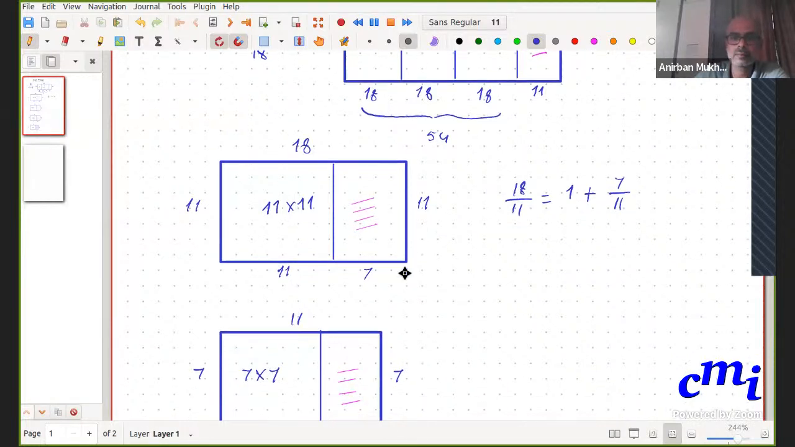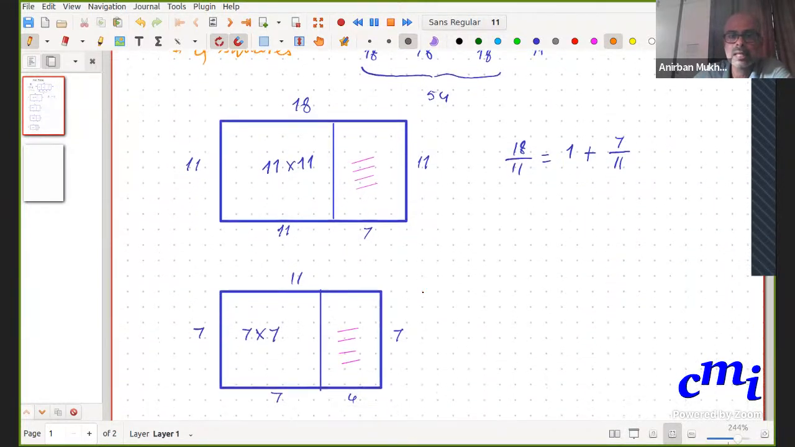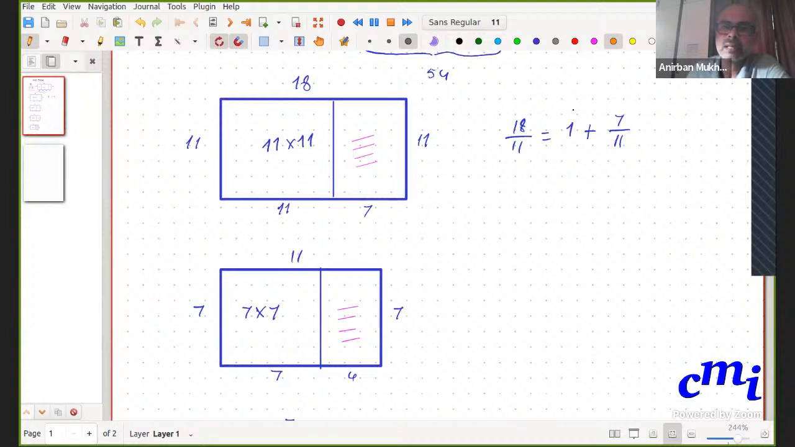And so these integers are the number of squares. They are of various sizes, the first one being 18 cross 18 squares, but the integers appearing here are the number of squares. These are the number of tiles we are using.